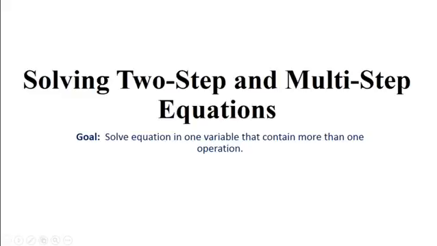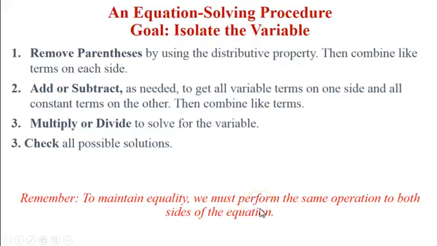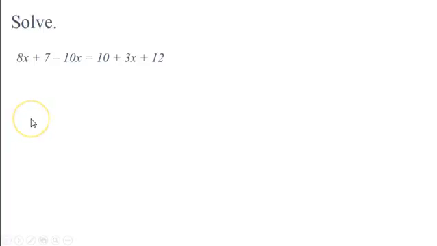This is our second video on our lesson in solving two-step and multi-step equations. I have put in our equation solving procedure as a reference throughout this video. And we're going to go to the first problem. Solve 8x plus 7 minus 10x is equal to 10 plus 3x plus 12.